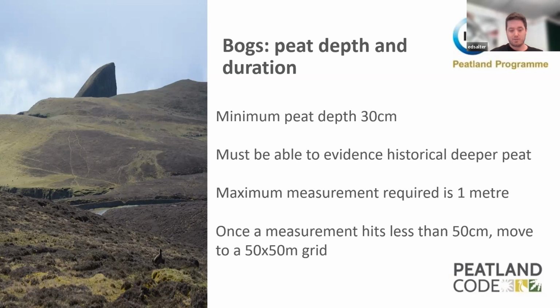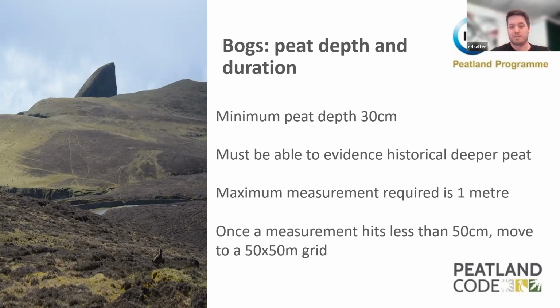For mapping, you continue to use a 100 by 100 metre grid, but when a measurement is less than 50 centimetres deep, you increase the measurement frequency to 50 by 50 metre around the shallow point until the measurements around that shallow point have a peat depth of over 50 centimetres. I'll be showing you this on the template shortly. After it hits over 50 centimetres, then you can revert back to the 100 by 100 grid.